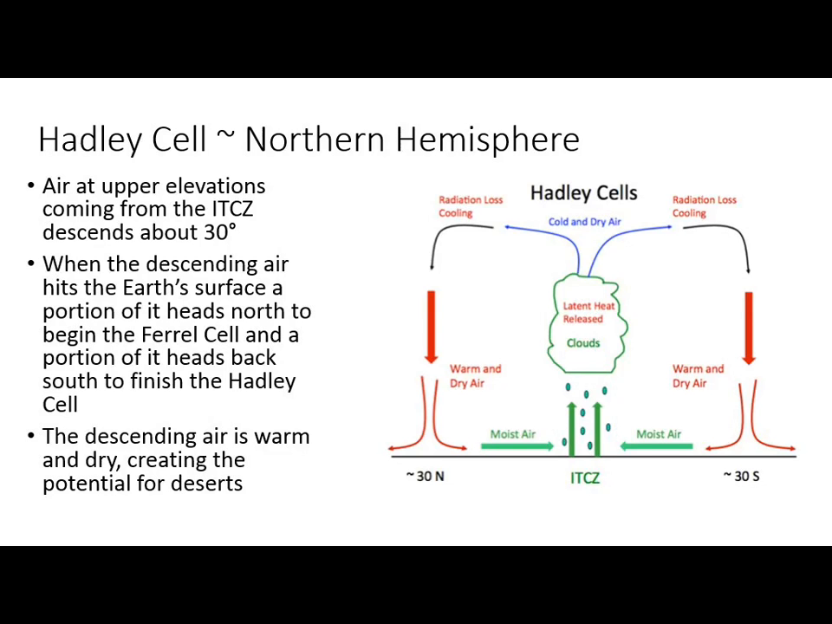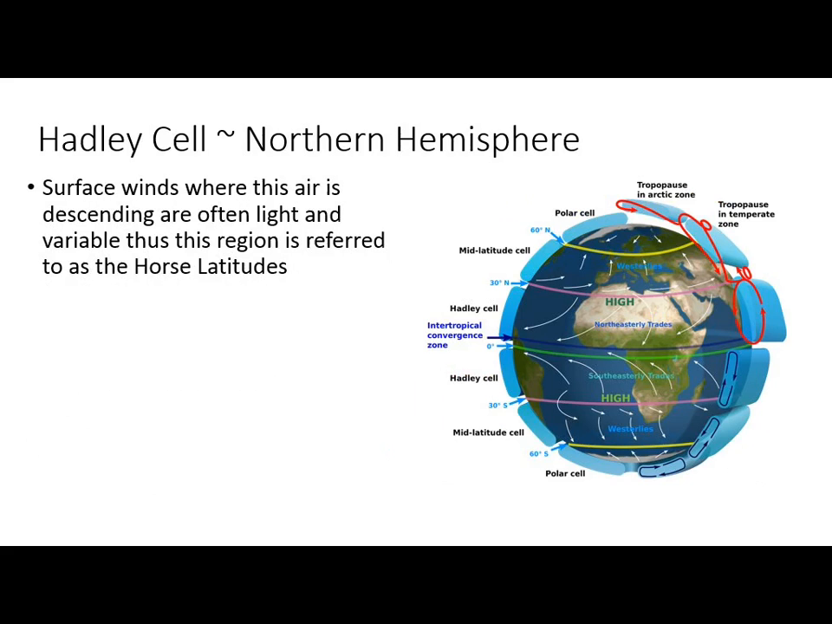And so this descending air, about 30 degrees latitude, which is kind of between the Hadley and the feral cell, that's very hot and dry. And a lot of times that is the latitude that you're going to find your deserts. All right.